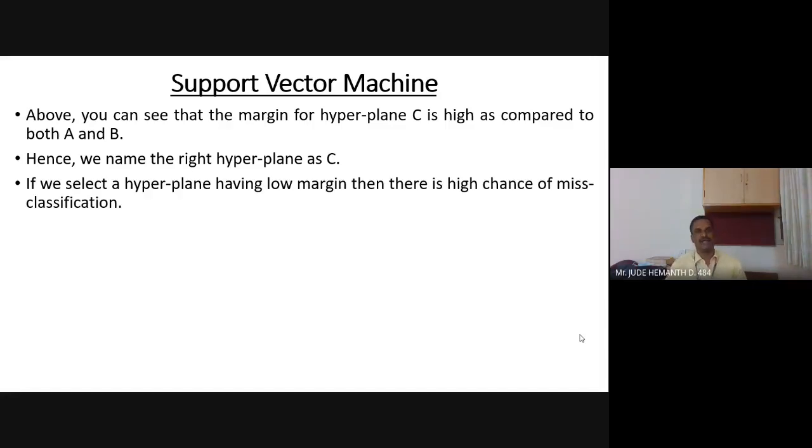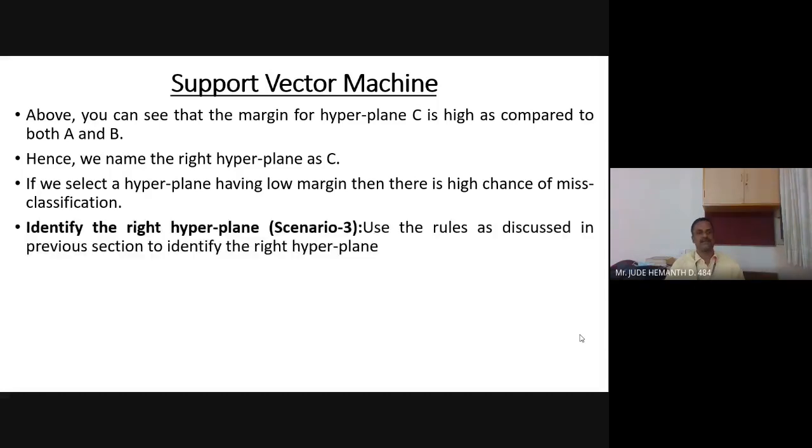If we select a hyperplane having low margin, then there is a high chance of misclassification. Say for example, if I choose A, because the star is very close, there is a high chance the star may spill over to the circle category. The circle category may get a correct classification accuracy, that is fine. But for the star, it may spill over because the boundary is very thin. In the same way, if I choose B, it is closer to circles, so the circle category data may face a misclassification rate. That's why we say both the classes should have a higher margin from the line. So now we'll go to the third one.